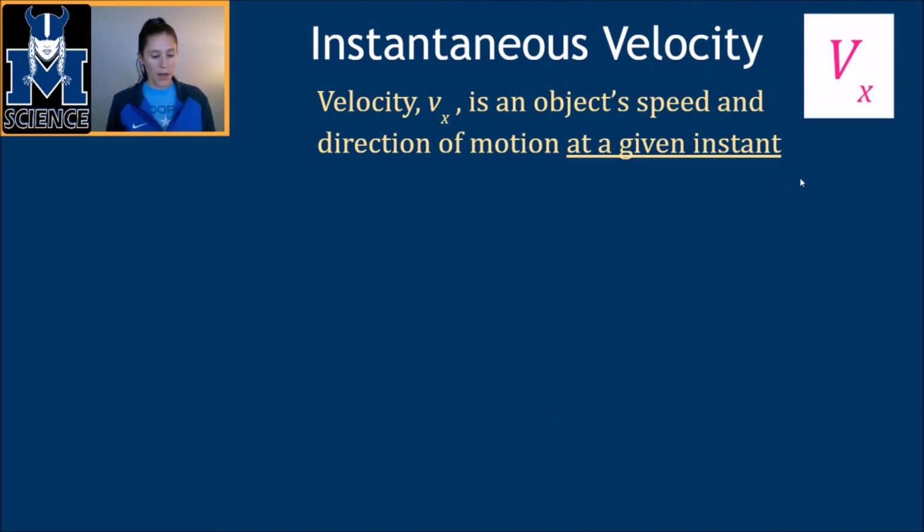We talked about average velocity last video, but we want to talk about instantaneous velocity. Average velocity is over a certain time period. Instantaneous velocity is the velocity of an object at a given instant. So you're going to have the speed, or the magnitude and direction of motion, at a specific moment in time.